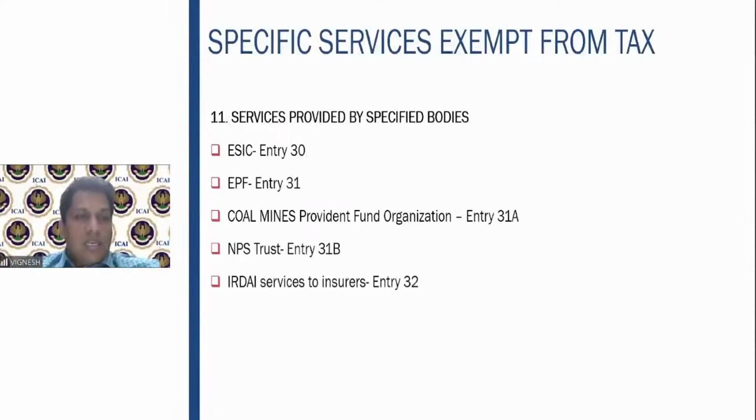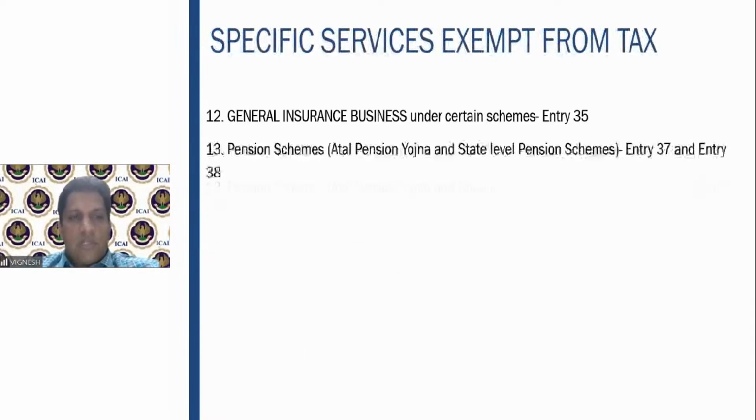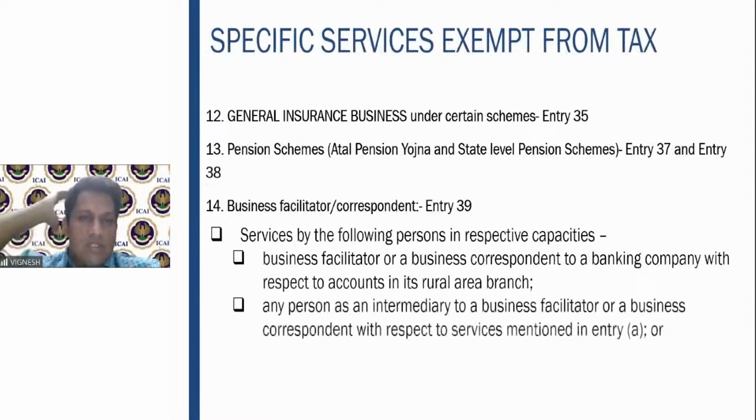ESIC, EPF, there are some amendments in this. We will go back to the supplementary paper and discuss it. EPF, coal mines, NPS trust, IRDAI services to insurers, all these are exempt from GST. General insurance business under certain schemes, multiple schemes are there. All those schemes are exempt. Please go through it. It is in entry number 35, not very important from the examination point of view. Then pension schemes, Atal Pension Yojana, state level pension schemes, etc. are exempt.